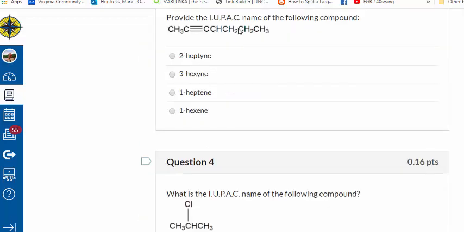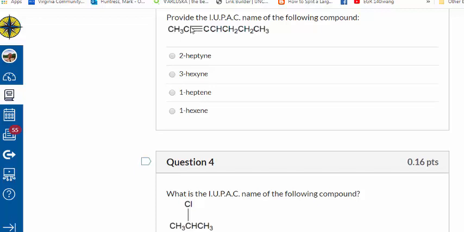Okay, so I'm looking at this molecule here, and I see a triple bond. So that means that the ending has to be not ane or ene, but yne. So it's one of these top 2. And the number here has to tell us where that triple bond is, and we can just count from the closest side, carbon 1 and then carbon 2, and we're already there.